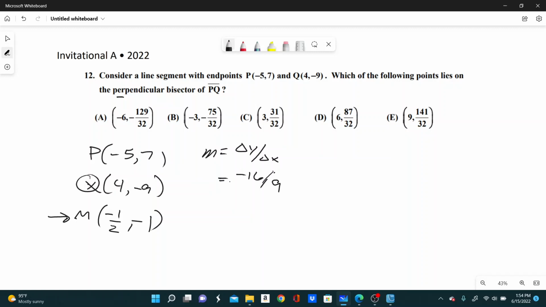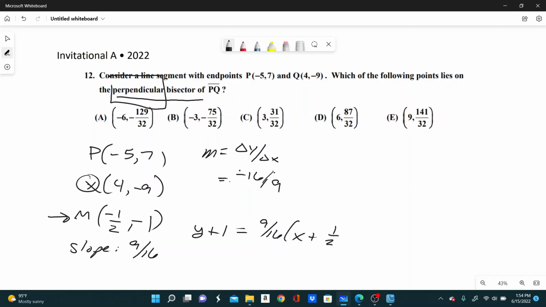Except we're looking for the perpendicular bisector, so perpendicular. So to find the perpendicular slope, we can take the opposite reciprocal. So the slope of our line is actually going to be 9/16. So change the sign and then take the reciprocal. So our new slope is 9/16. So now what we can do is turn this into point slope. So if we have a point (-1/2, -1) and a slope 9/16, this will make the equation y plus 1, or y minus -1, equals 9/16 times x plus 1/2.